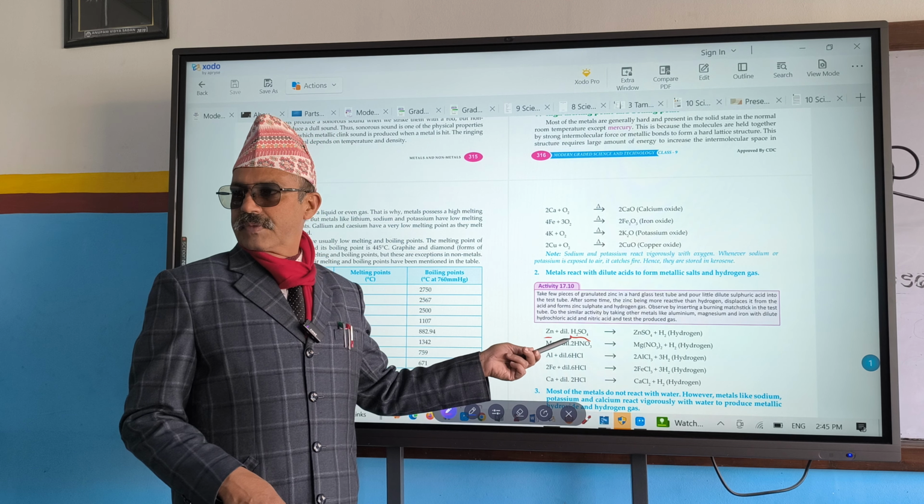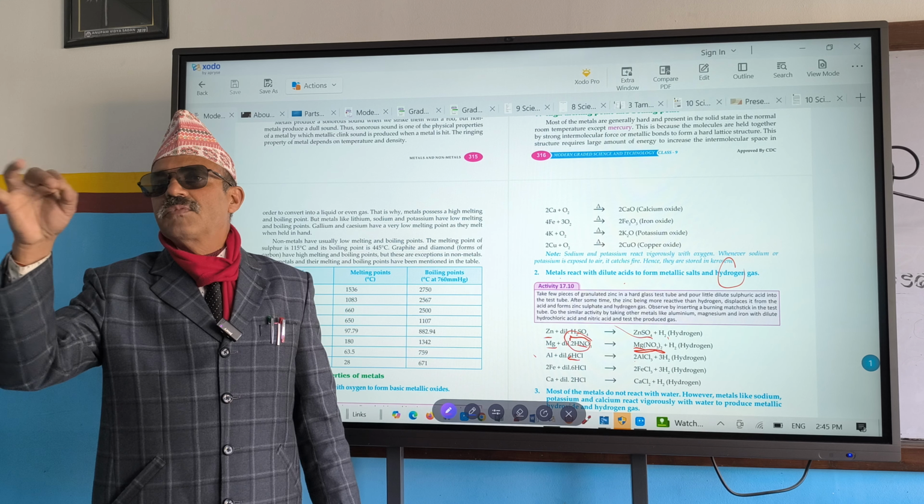Magnesium reacts with nitric acid. HNO3 is nitric acid. What does it form? Magnesium nitrate plus hydrogen. Aluminum reacts with hydrochloric acid to give aluminum chloride plus hydrogen. So when metals react with dilute acid, which gas is produced? Hydrogen gas is produced. These reactions must be practiced.